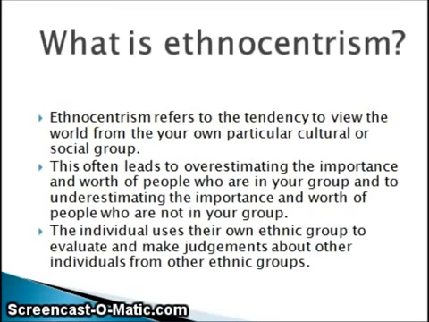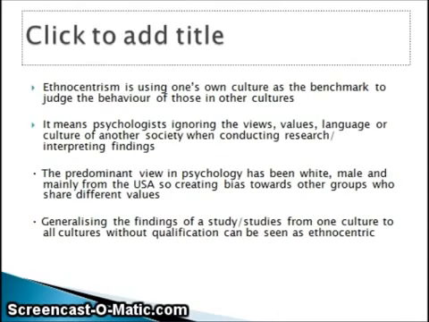And this is going to be a big problem, as I say, when the vast majority of studies are done in a westernized white culture. Because it doesn't apply to, let's face it, the majority of the world. So as I said, it's using one's own culture as a benchmark, and what we might end up doing is ignoring the views, the beliefs, and real scientific evidence from other cultures because it doesn't fit with our way of thinking.